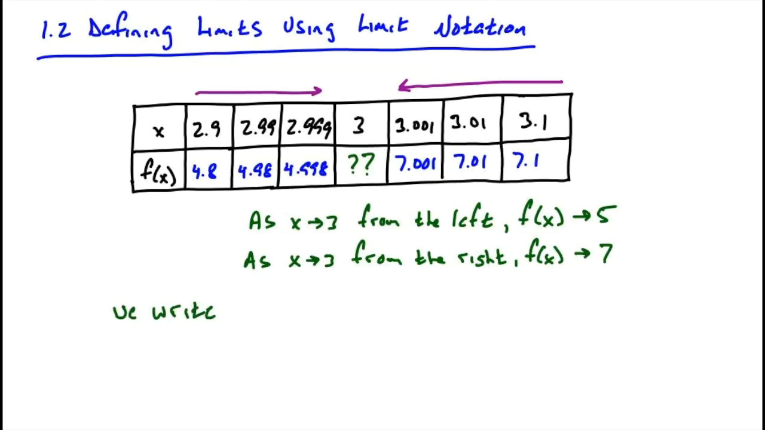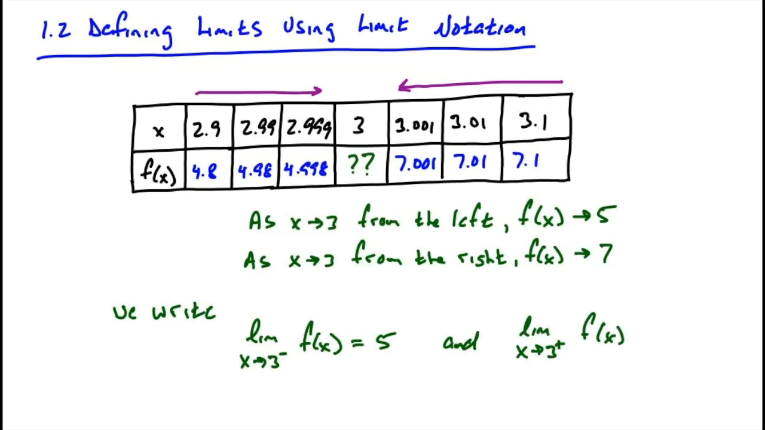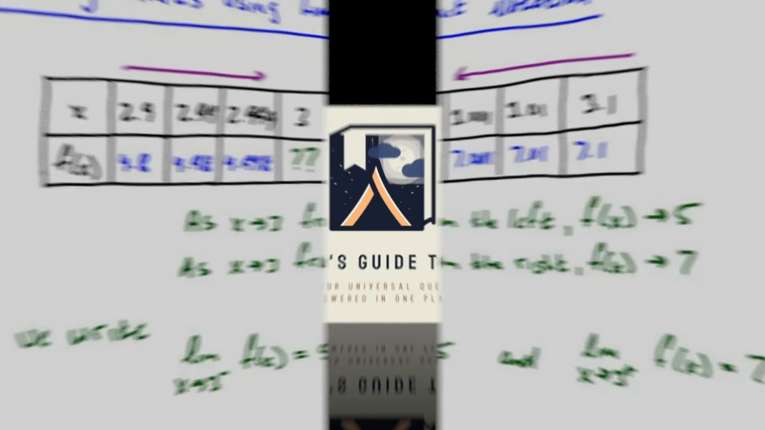We would write the same thing we said last time. The limit as x approaches 3, but if we want to say from the left, we put a little superscript of a negative, of f of x is equal to 5. And if we want to say from the right, we say the limit as x approaches 3, but we put a little superscript of a positive to let us know from the right. And we say the limit as x approaches 3 from the right of f of x is equal to 7.